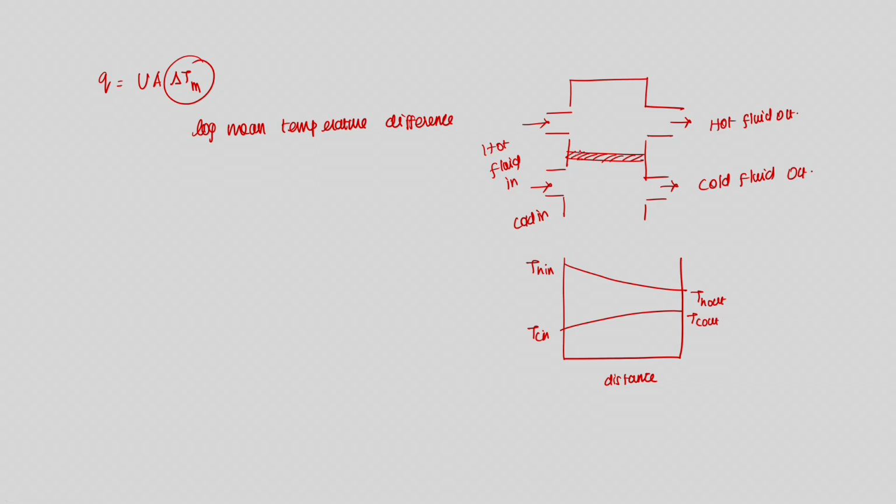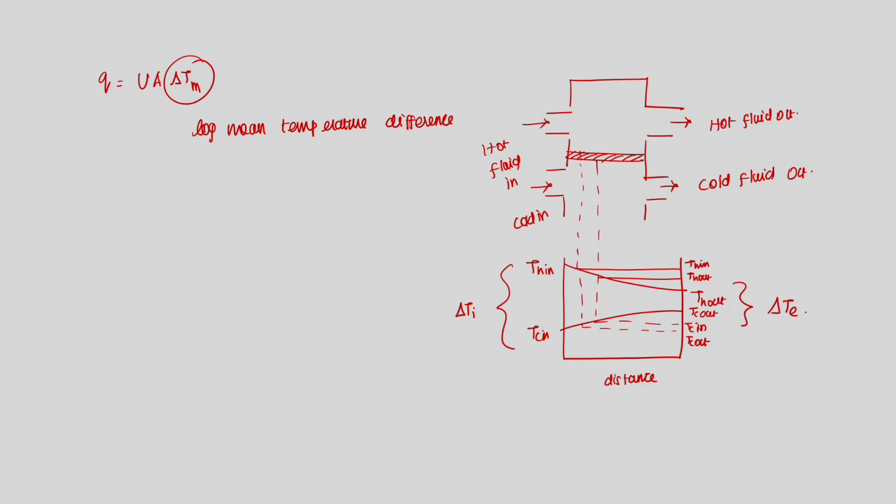Okay. So, if I take a particular area, so this would give me T H in and T H out. So, the same way for this particular area, T C in and T C out. Okay. So, this T H in minus T C in we call as del T i. So, this we call as del T e.